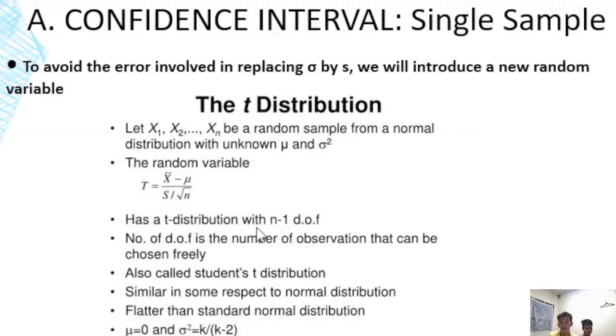This has a t-distribution with n minus 1 degrees of freedom. The number of degrees of freedom is the number of observations that can be chosen freely. Also called Student's t-distribution, it is similar in some respects to the normal distribution but flatter than the standard normal distribution. Mu is equal to 0 and sigma squared is equal to k over the quantity of k minus 2.